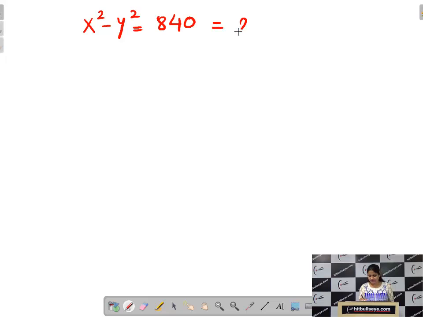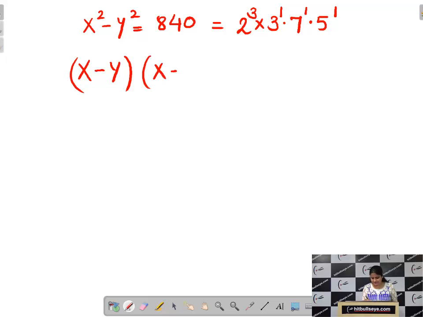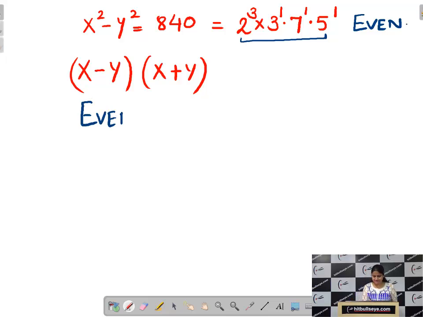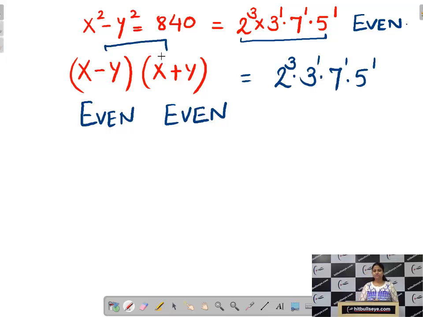Now 840 can be written as 2 cube into 3 raised to power 1 into 7 raised to power 1 into 5 raised to power 1. Now x square minus y square can be written as (x minus y) into (x plus y). As you can see, this number is even. That's why these two factors should always be even, because in that case only we'll be able to divide by 2.